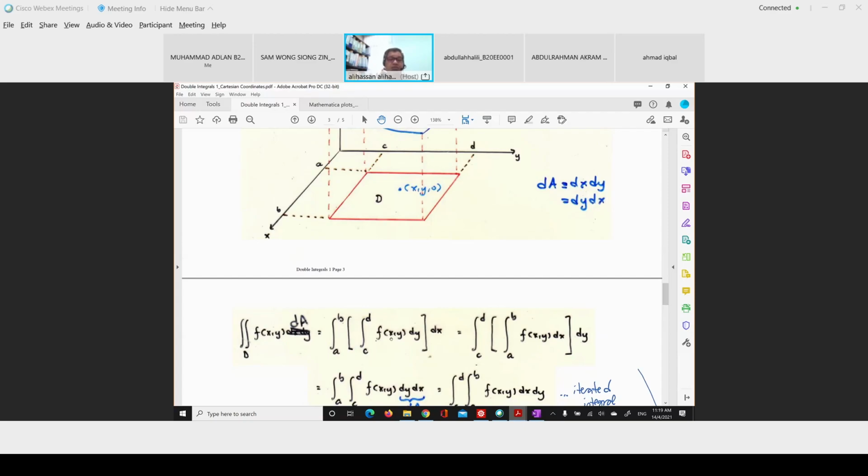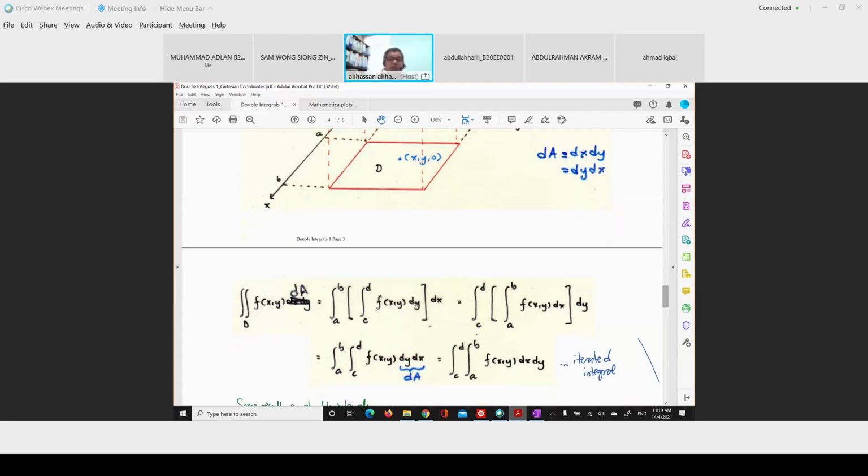And then we integrate the result with respect to x, and x is between a and b. So here we say we are using the order dy dx. This is the double integral using the order dy dx. Alternatively, we can also evaluate the double integral using the order dx dy.